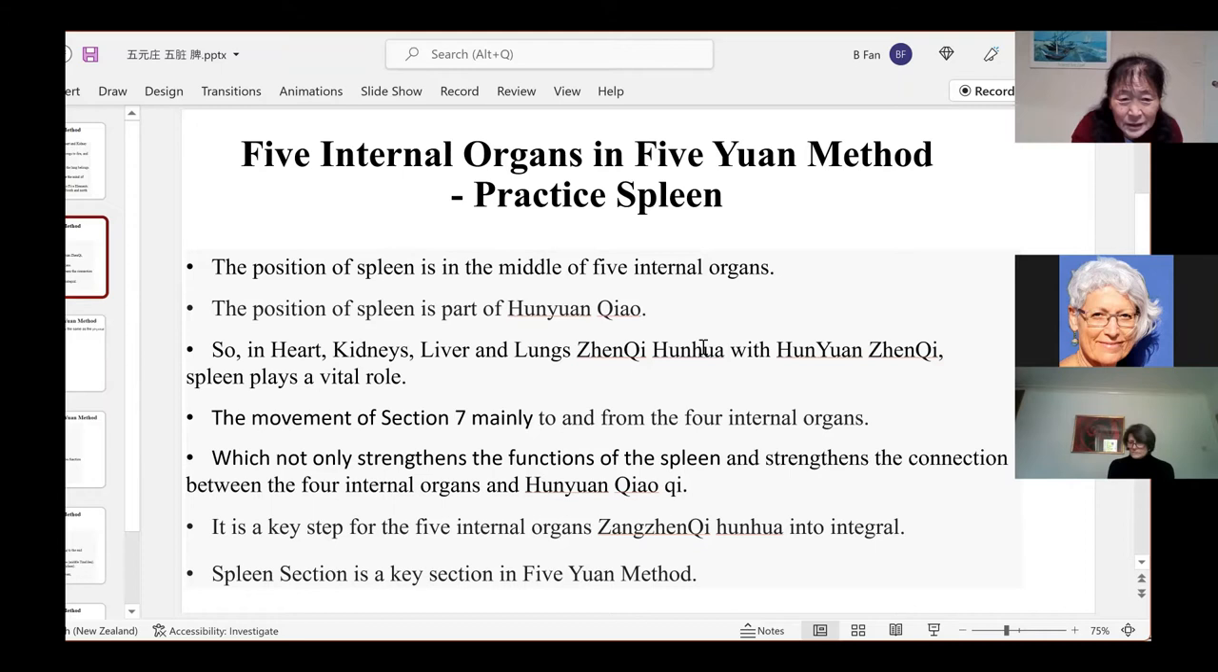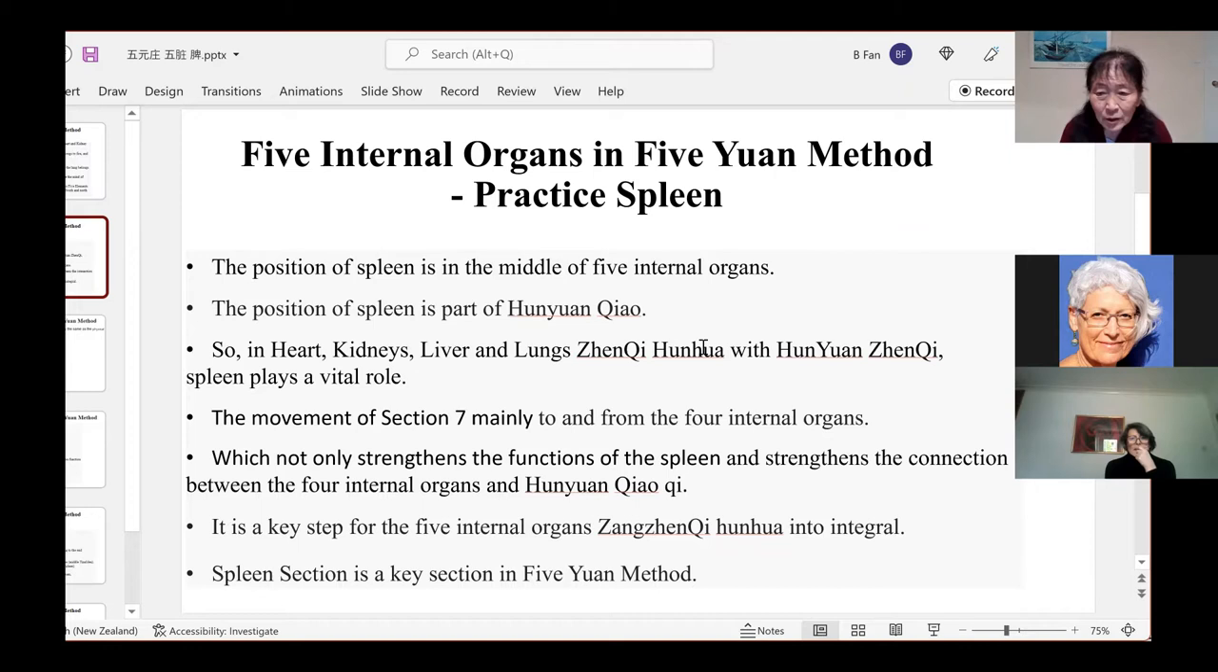The position of the spleen is part of Huaxiao, as we just saw. The heart, kidneys, liver and lungs transform together with Huaxiao, and in this transformation the spleen plays a very important part. The spleen makes the transformation happen together, because the spleen is in the middle and its position is part of Huaxiao. So the spleen is very important.